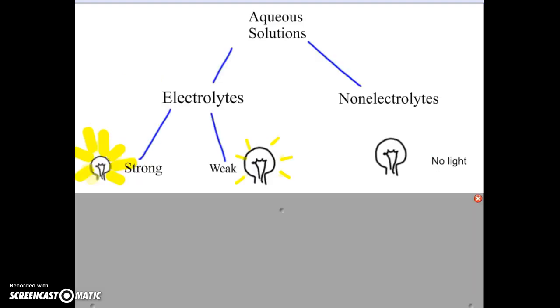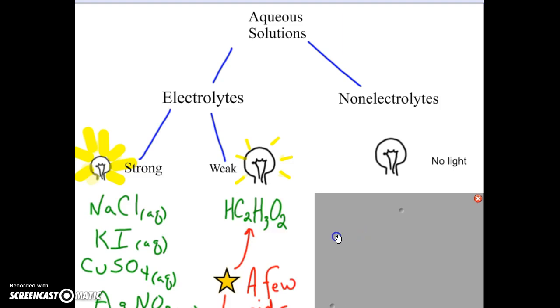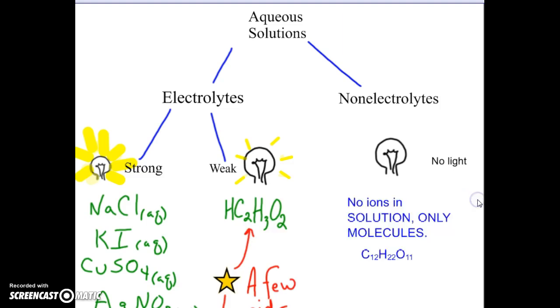So we have strong, weak electrolytes and other substances that are classified as non-electrolytes. Through the course of the demonstration, you found that substances such as sodium chloride, potassium iodide, and copper sulfate were strong electrolytes. But something such as acetic acid was a weak electrolyte. And then finally, you also found that something like sugar and also rubbing alcohol were non-electrolytes. In other words, that was an indication that there were no ions in solution and only molecules were present.